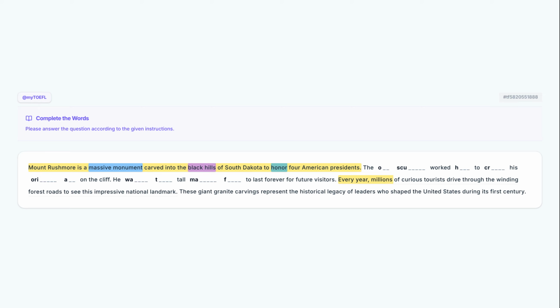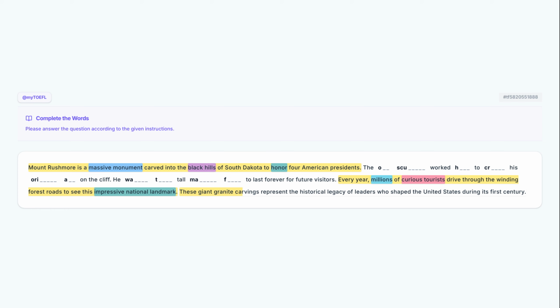Every year, millions of curious tourists drive through the winding forest roads to see this impressive national landmark. The author emphasizes the site's popularity by mentioning the millions of curious tourists who visit every year. By referring to it as an impressive national landmark, the text reinforces the idea that the monument is a major point of interest. This next sentence provides more detail about the physical composition of the monument. Pay attention to the specific materials and the legacy being mentioned here.